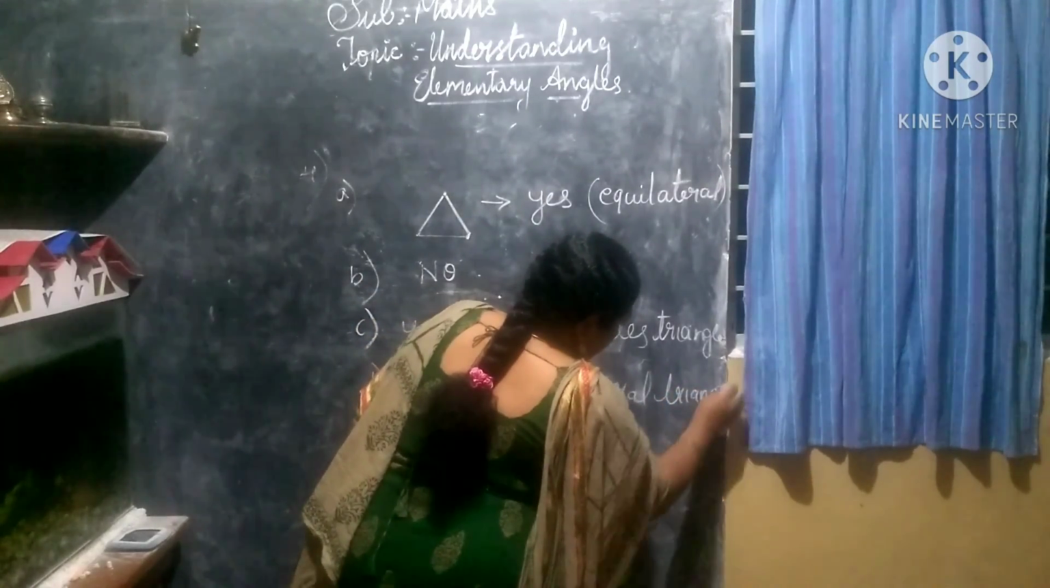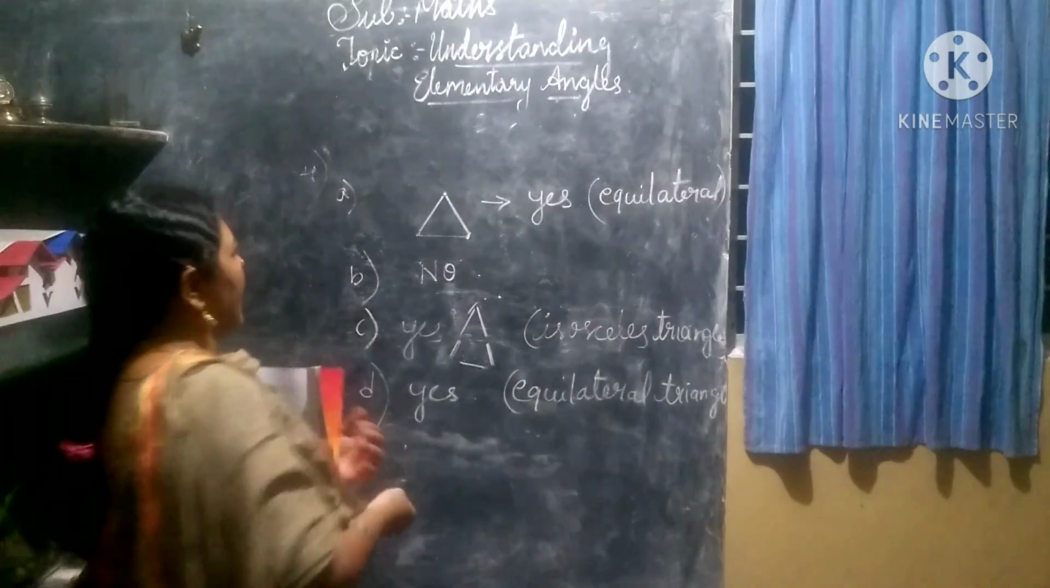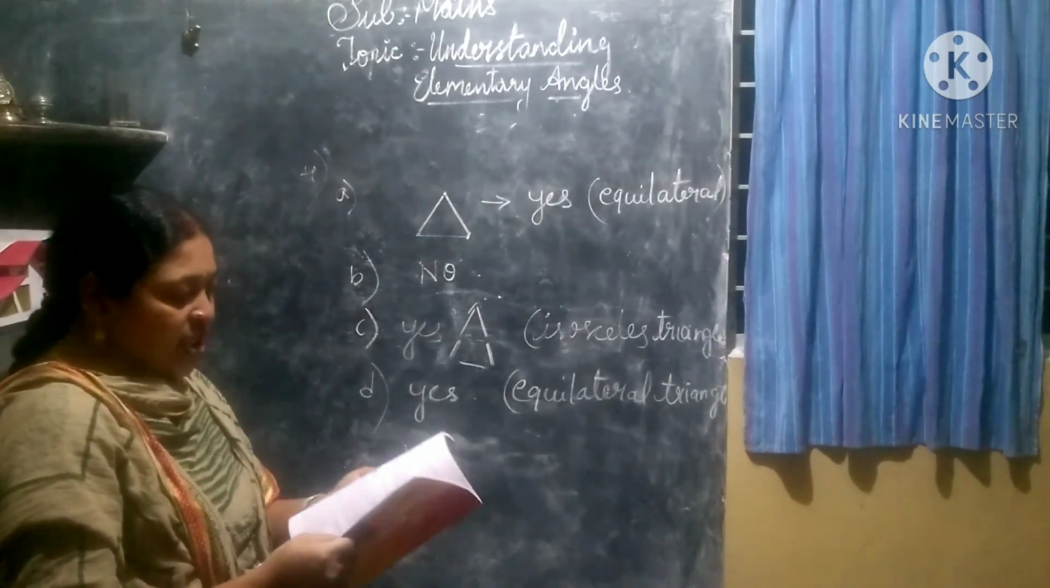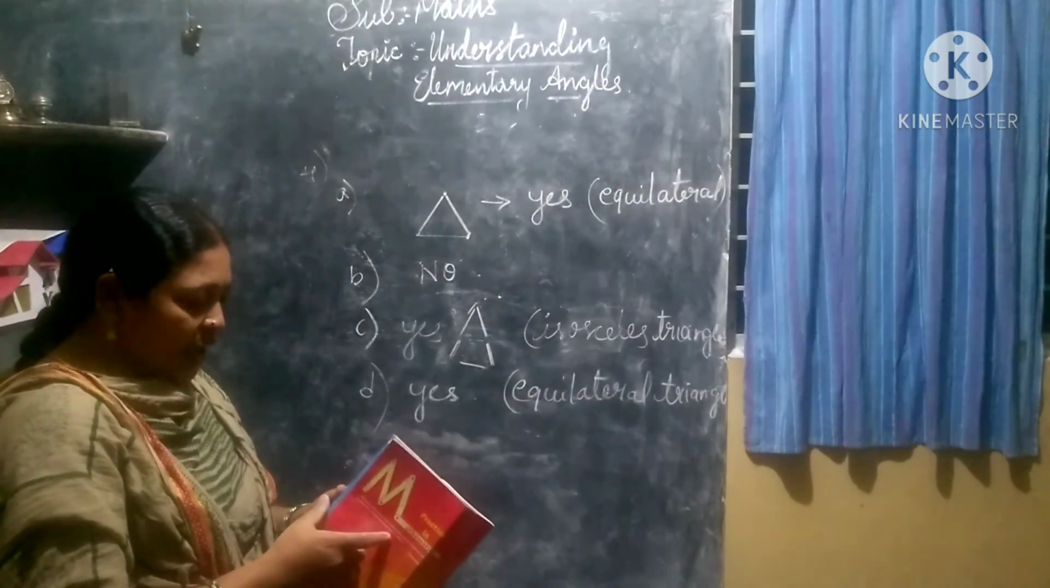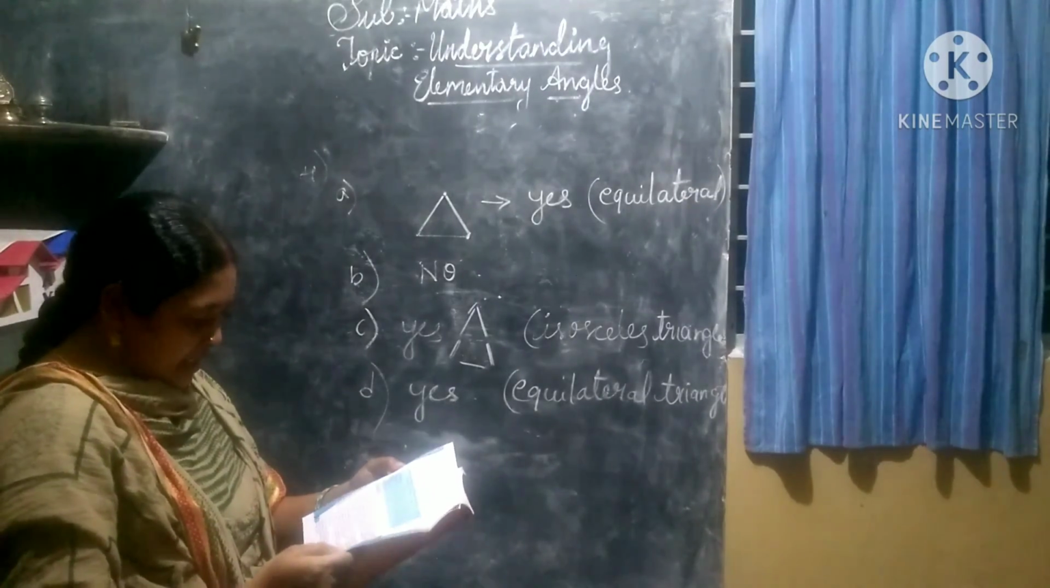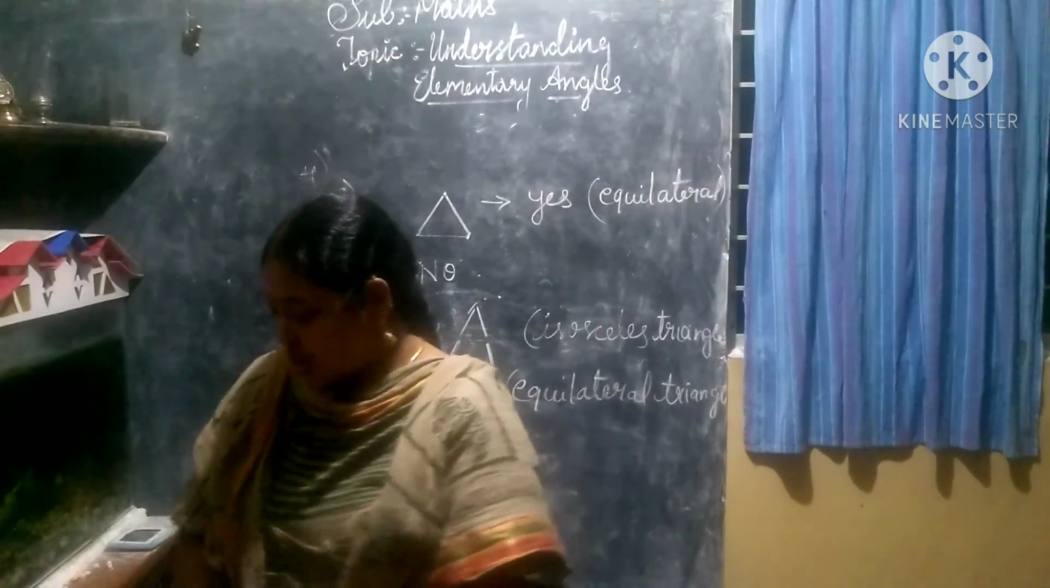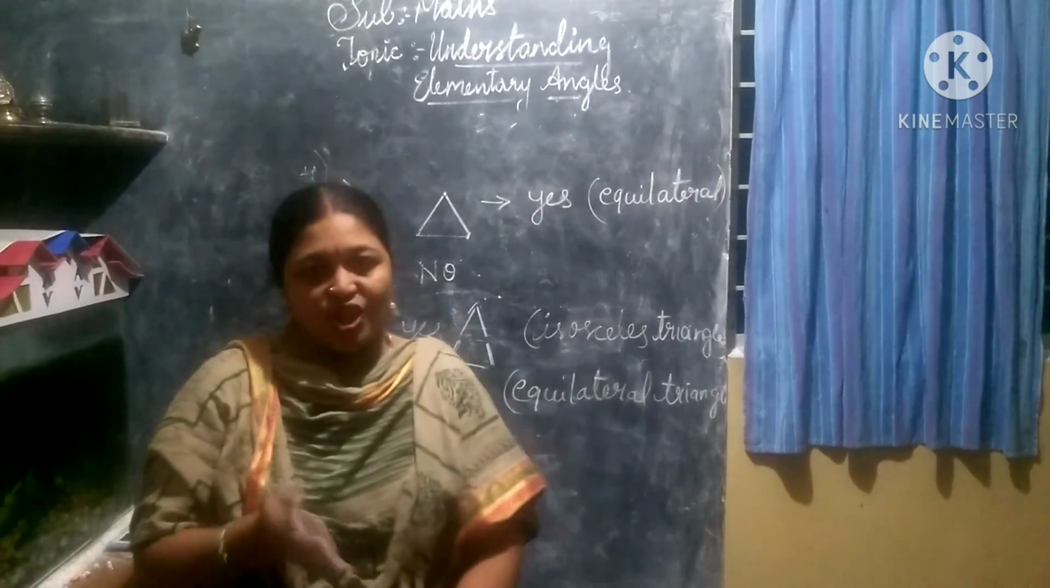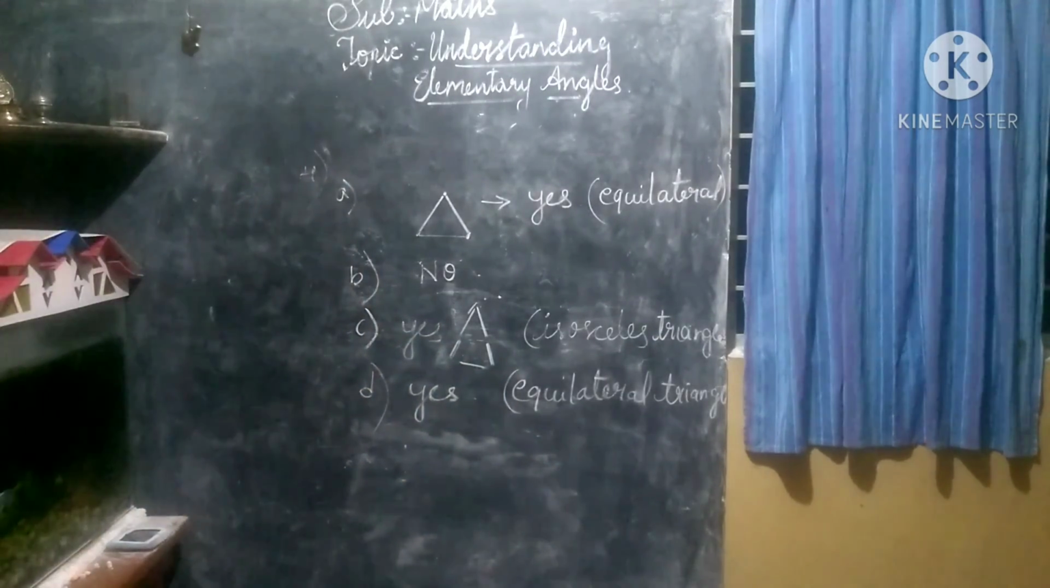So by this we end up with 5.6. In the next session I will start with quadrilaterals and polygons. So by this we will end the chapter. Until then, have a nice day, children.